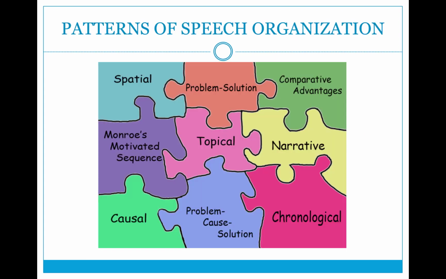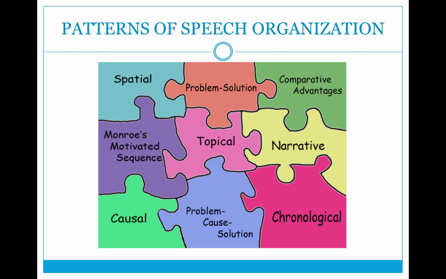So here are the different patterns of speech organization. You can see there are 9 of them. Starting from the top left, you have spatial, problem solution, comparative advantages, Monroe's motivated sequence, topical, narrative, causal, problem cause solution, and chronological. And each one of these patterns serves a different purpose depending on what kind of speech you're trying to convey to your audience.